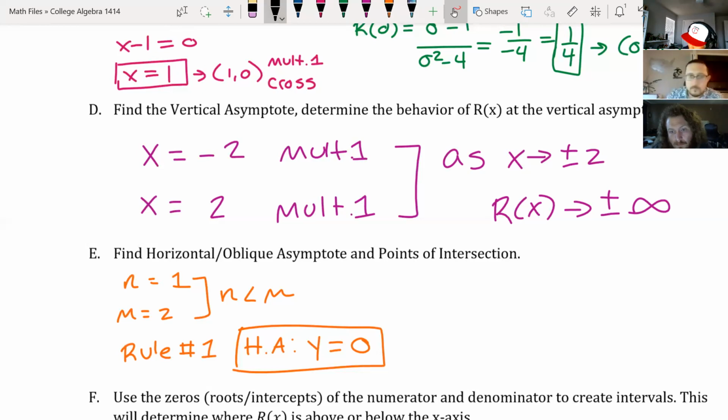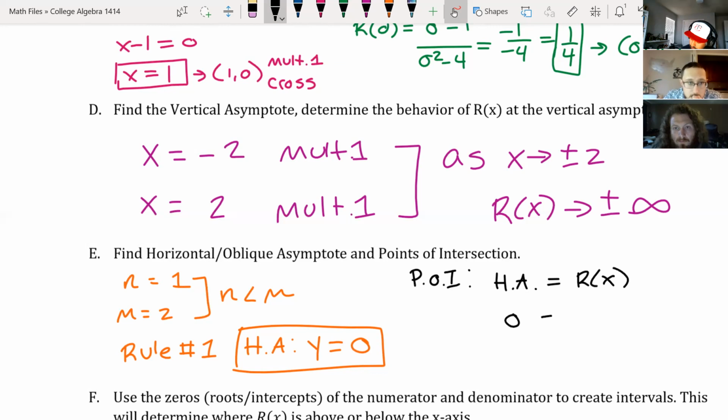So to find a point of intersection, you are going to take your horizontal asymptote and set it equal to your function and solve for x. Okay, well, the value of our horizontal asymptote is 0, and our function is x minus 1 over x squared minus 4.